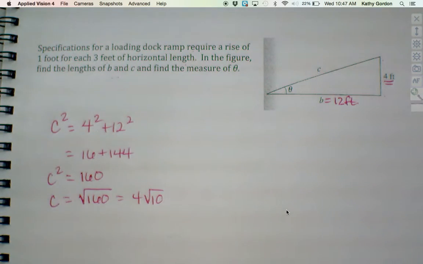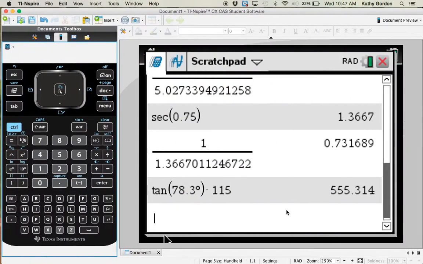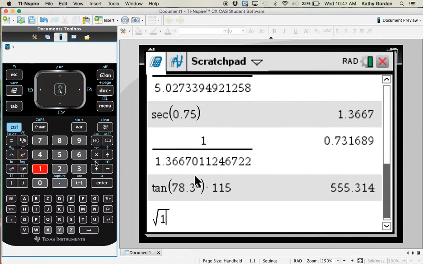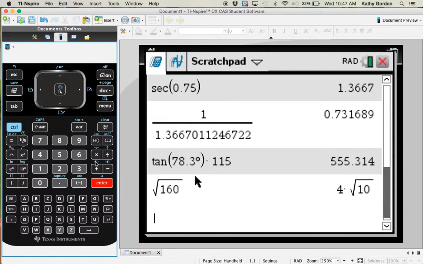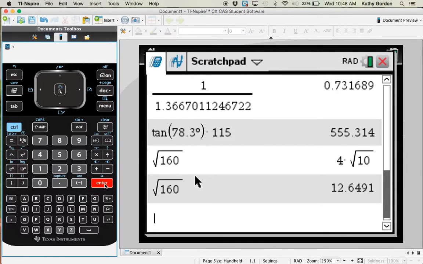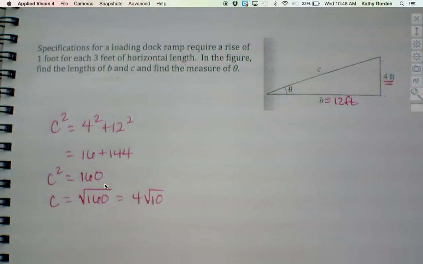So if you really want to know how long the ramp is, what do we need to do? Put it in a calculator. Which means I don't even care if you simplify first. You can just put the root 160 in. And it's what? Okay, so root 160. Okay, well, we were right on the exact answer anyway. There's our approximate answer. And that's the one that's going to make more sense.